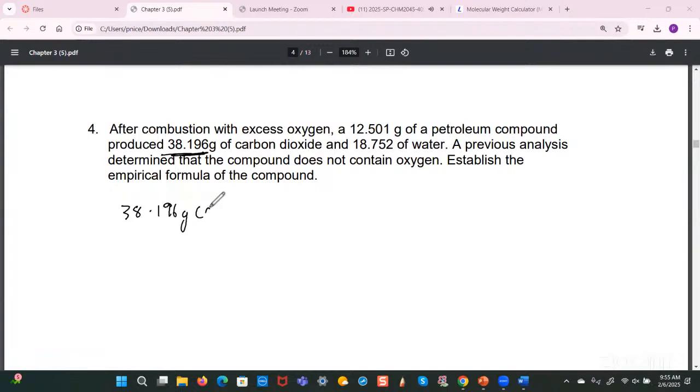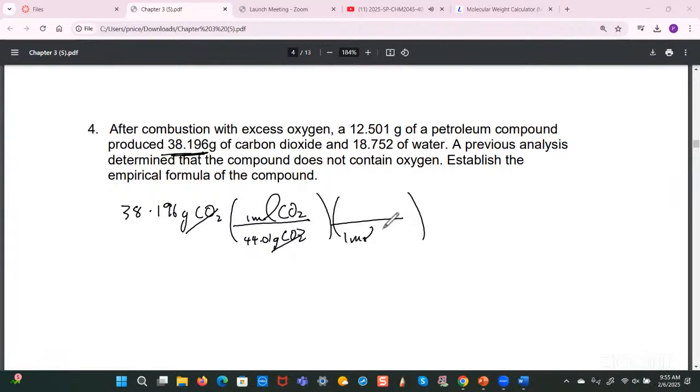And I would find out the mass in grams of carbon in it. So the first thing I'll do is find the moles. 1 mole of carbon dioxide above, 44.01 grams of carbon dioxide below. This goes with that, right? And then, in terms of the compound itself, 1 mole of carbon dioxide will contain 1 mole of carbon, right? And then I will stop there.